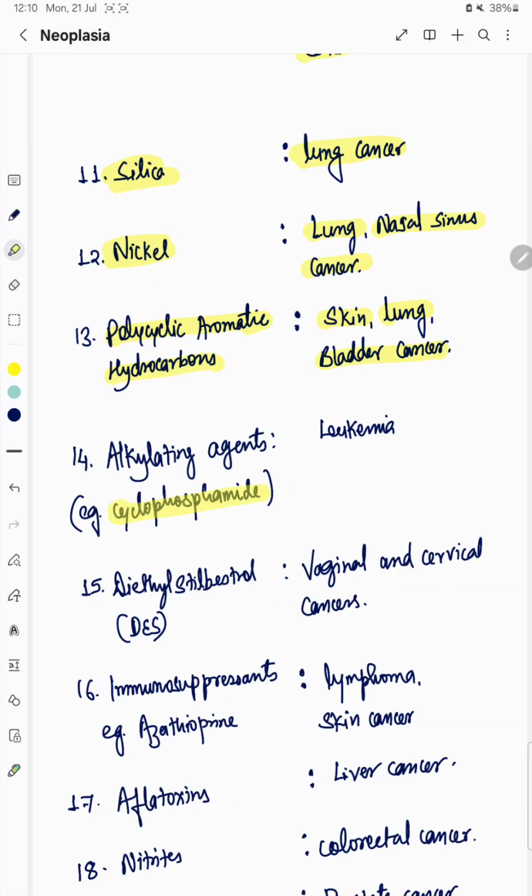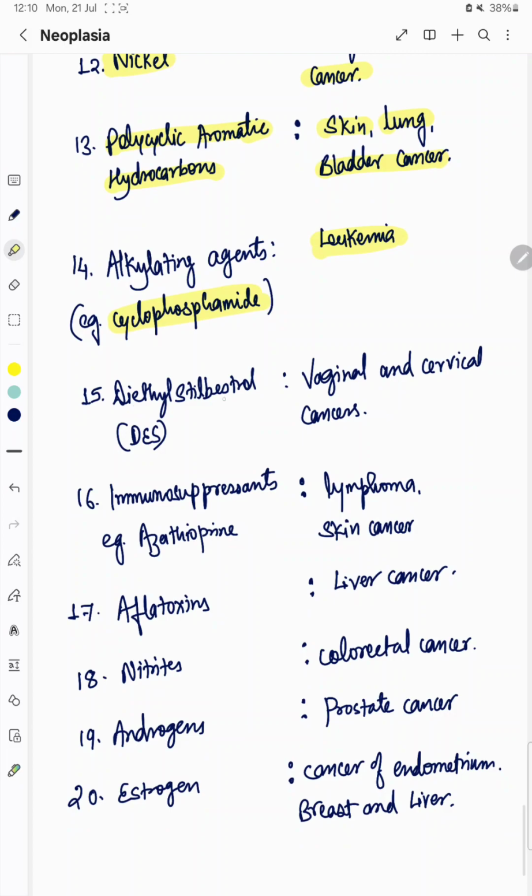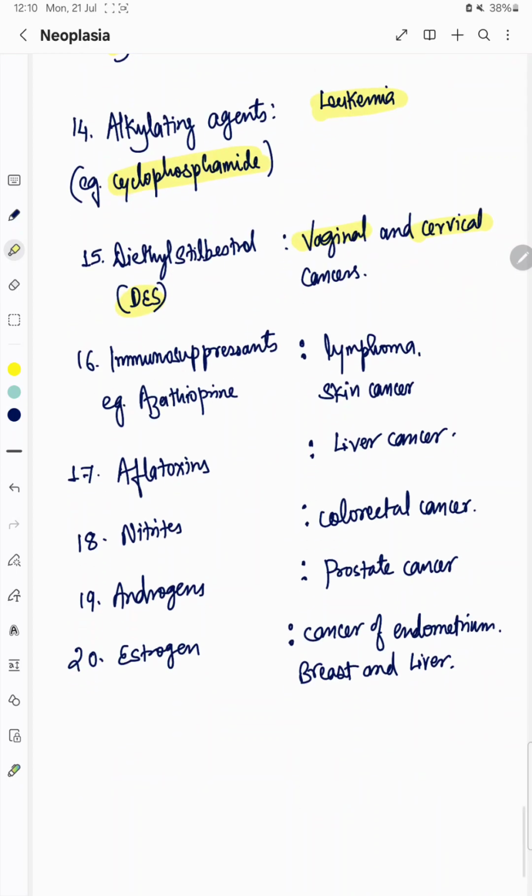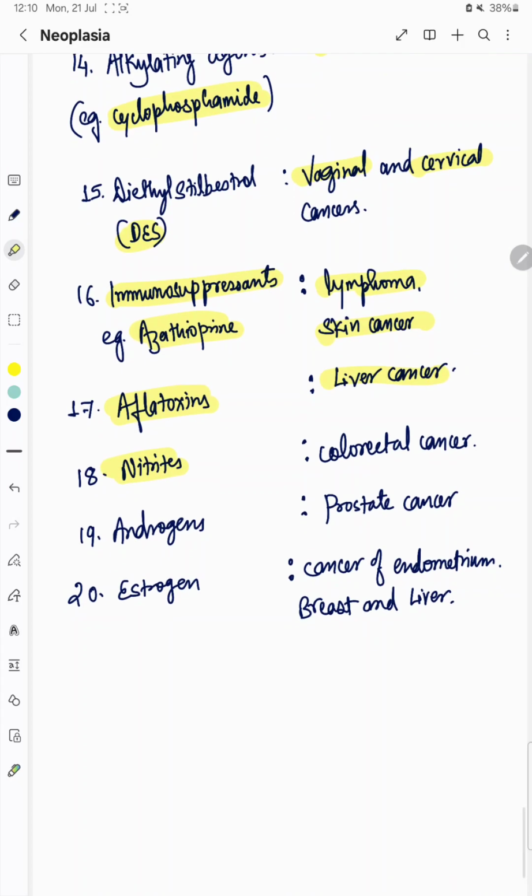Alkylating agents like cyclophosphamide may result in the development of some leukemias. Diethylstilbestrol uterine exposure may result in cancer of the vagina and cervix. Immunosuppressant agents like azathioprine may result in lymphoma and skin cancer. Aflatoxin may result in liver cancer. Nitrite consumption may result in colorectal cancer. Androgen exposure may result in prostate cancer. Estrogen exposure may result in cancer of the endometrium and breast.